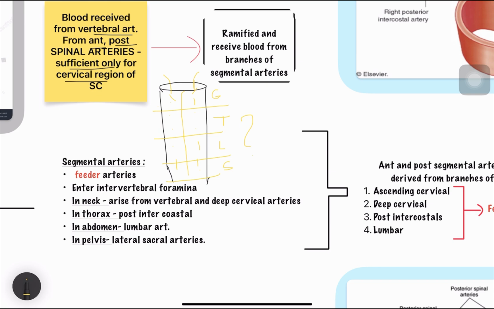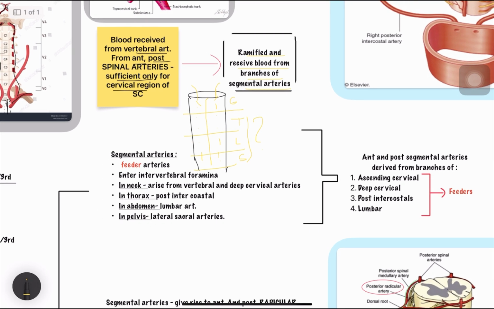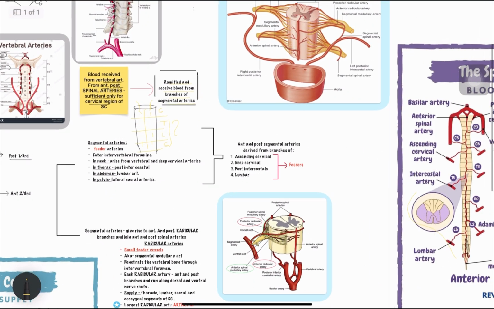So it's important to ensure the normal circulation in the spinal cord. There are other arteries which are known as feeder arteries or reinforcers. The job of these feeder arteries or reinforcer arteries is to reinforce the blood so that the blood reaches all these regions. They ramify and receive blood from the branches of the segmental arteries, which help in reinforcing the blood to all these regions.